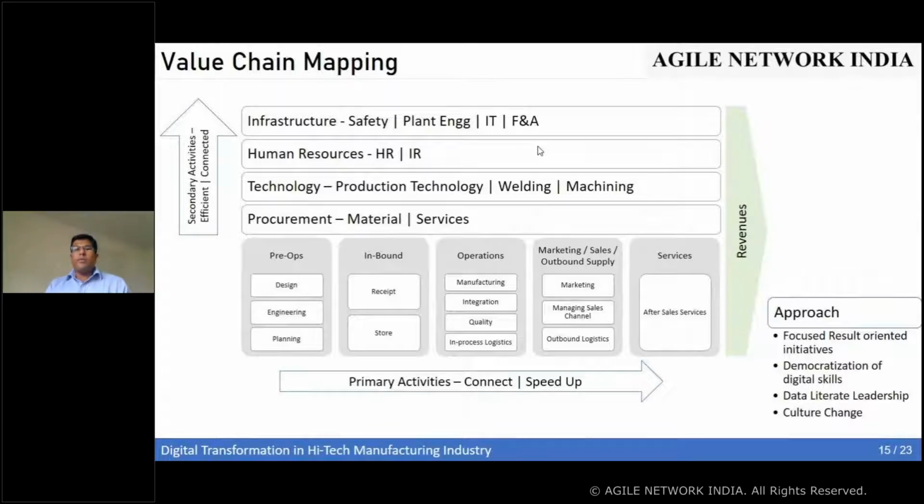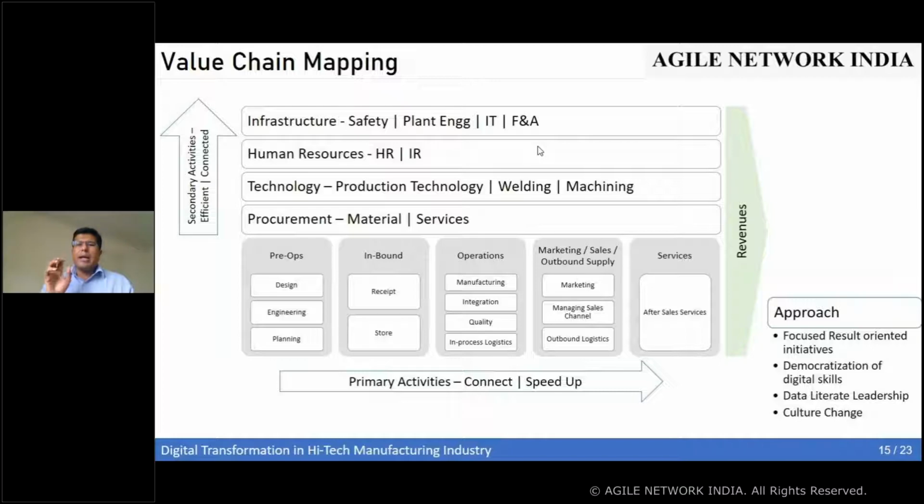The second thing we did is, where is the rupee coming from? Where is my revenue coming from? We are all technology people, and many times we get so lost in technology that we lose the vision of what business we are in and how we are going to earn money. So value chain mapping uses a very standard Porter's framework. What you see on screen is a typical manufacturing value chain, in which you have primary activities at the bottom and the secondary activities stacked up.